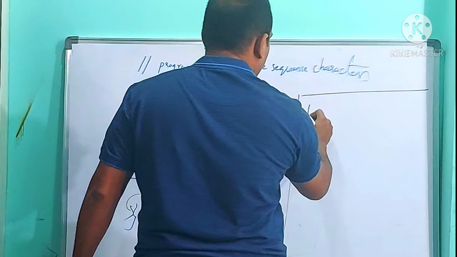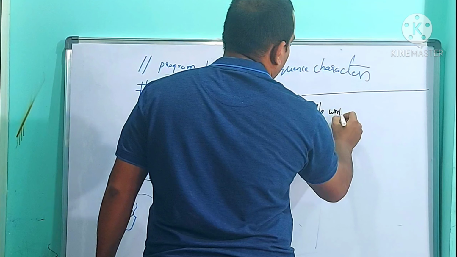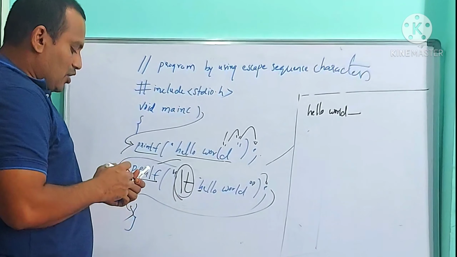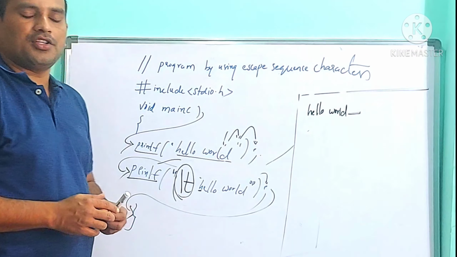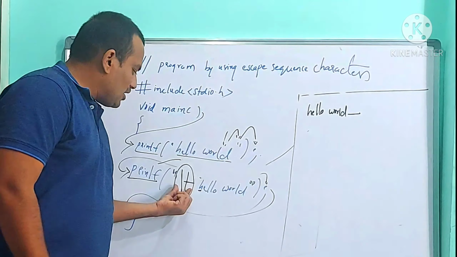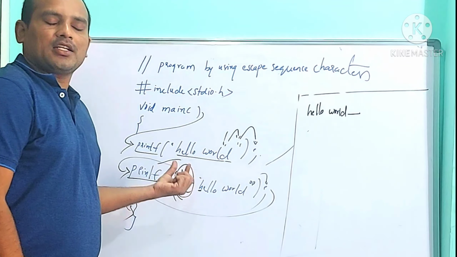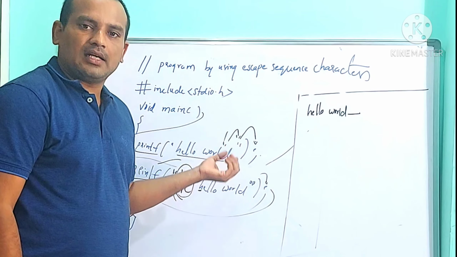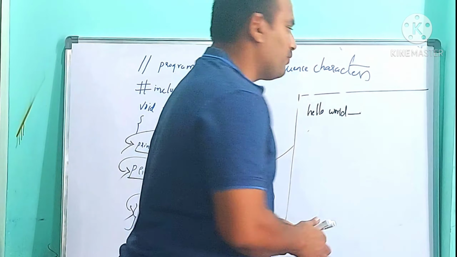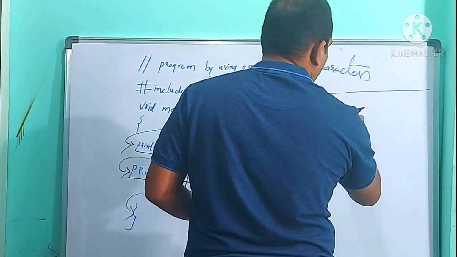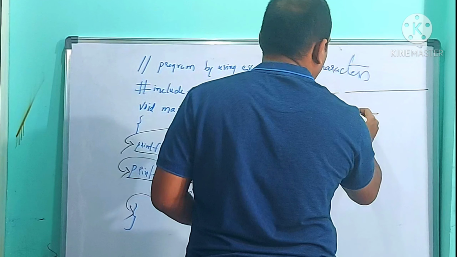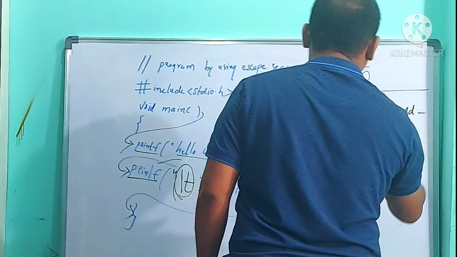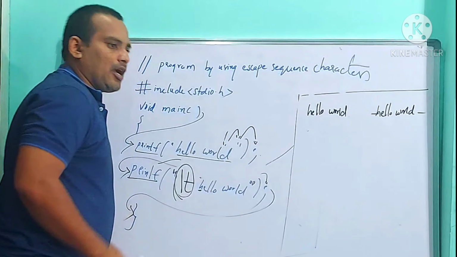So if you use \t like this, what happens? The first printf prints the message hello world and the cursor comes next to it. Then there is \t, which means horizontal tab. When the runner reads \t in the printf function, it understands horizontal tab, so it moves the cursor on the output screen 8 steps to the right, like 8 spaces: 1 2 3 4 5 6 7 8. Then it prints the message, HELLOWORLD, like this. So \t is called horizontal tab.